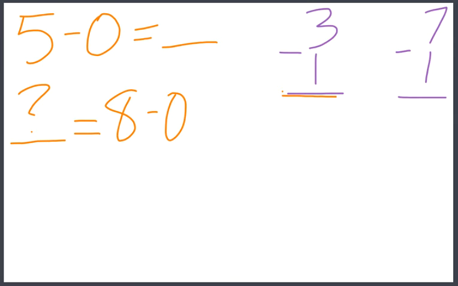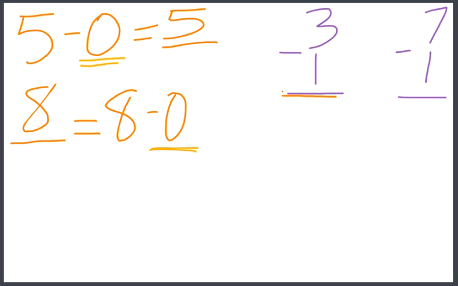So if 0 is subtracted from any number, the number does not change because we're taking nothing away. 5 minus 0 equals 5. 8 minus 0 equals 8. That is the minus 0 fact strategy.